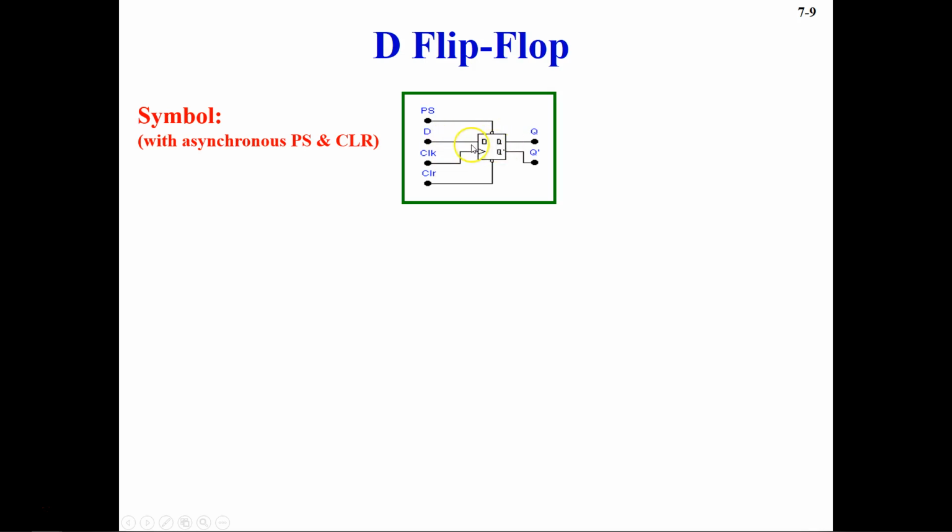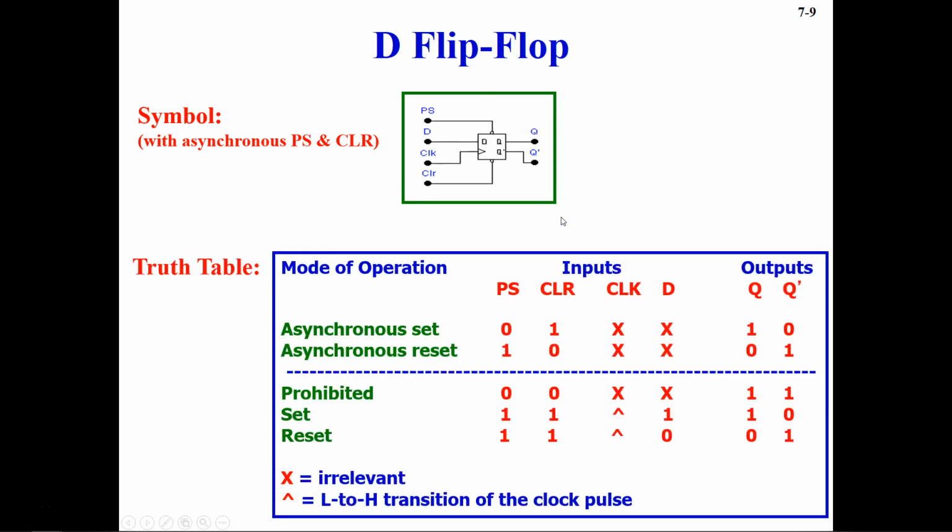So data could be 0 or 1 at the input D, which is delayed 1 clock pulse from getting into the Q output. And these D flip-flops are sequential logic devices which are widely used in temporary memory devices, and they are wired together to form shift registers and storage registers. Now let's see the truth table.